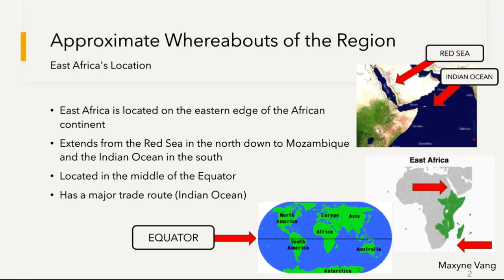And I have a picture on the top right of the Red Sea and Indian Ocean pointing with red arrows. The bottom shows the continent of East Africa, where it starts and how it ends, and the equator and how it hits East Africa.